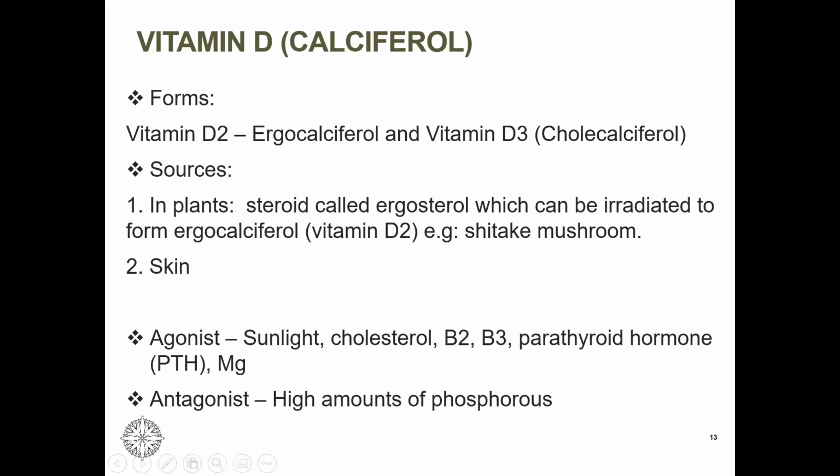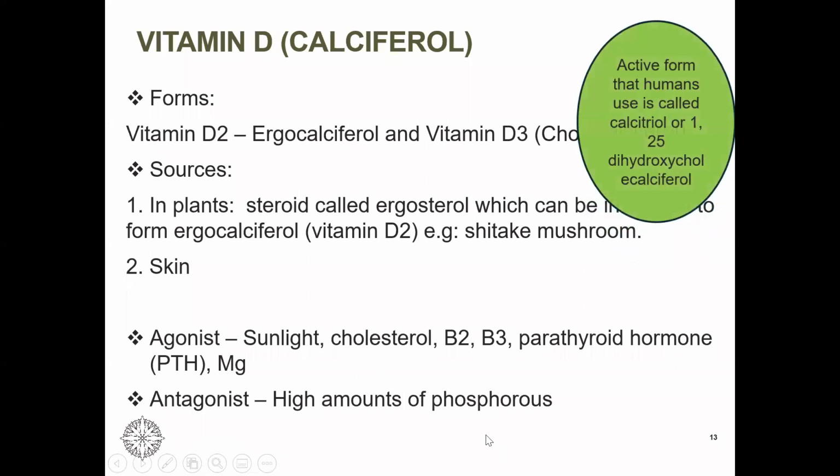We will see now what happens and how the body activates it. But the active form that we use is called calcitriol, and the chemical structure is 1,25 dihydroxycholecalciferol. And it's written later in the slides as well. Okay. And you have so many agonists here, and we will just understand how they are agonists. Remember, magnesium is a big agonist.